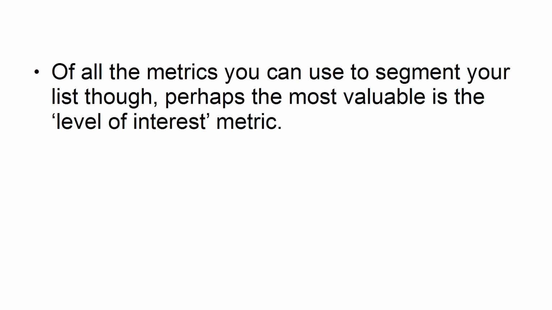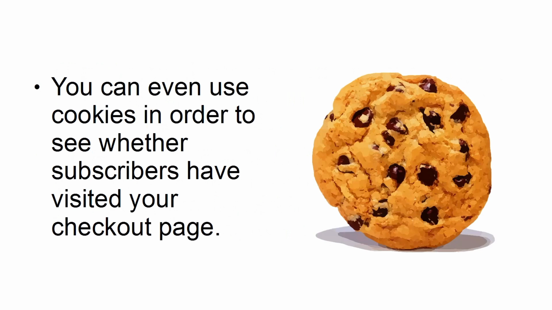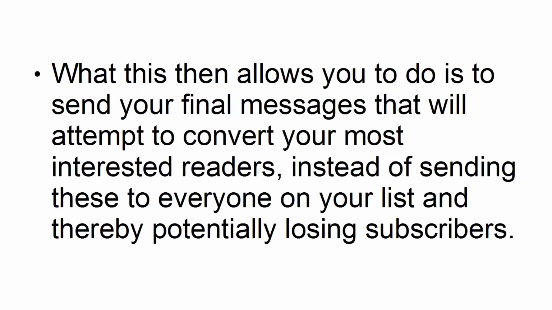Of all the metrics you can use to segment your list, though, perhaps the most valuable is the level of interest metric. This refers to the amount of interest that this particular subscriber has shown, by opening your messages, by clicking on links, or by scrolling all the way to the bottom. You can even use cookies in order to see whether subscribers have ever visited your checkout page. What this then allows you to do is to send your final messages that will attempt to convert your most interested readers, instead of sending these to everyone on your list and thereby potentially losing subscribers.